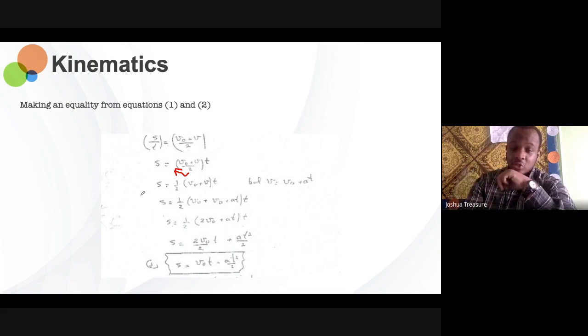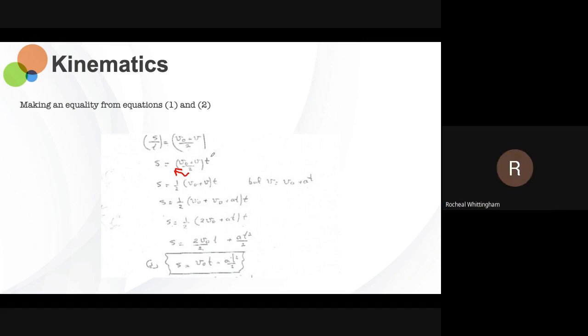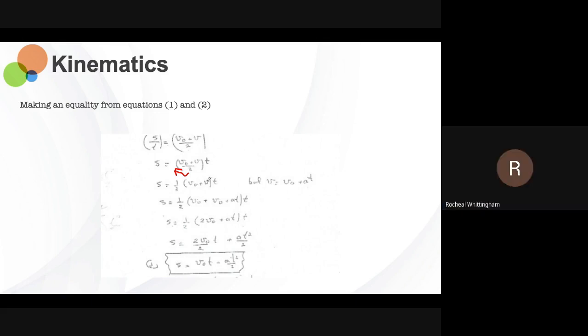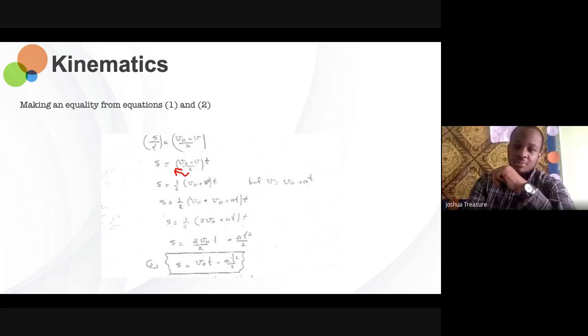Let me say it again. I understand when you say s is equal to half v. Okay, good. Anyone not clear so far? Not clear with the v0 part, sir. Are you clear with that? Not clear with which part? This part. With substituting, right?